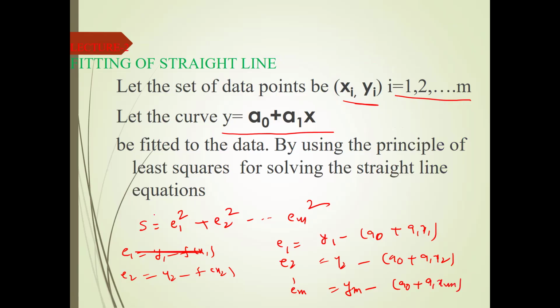To minimize these errors, S = E1² + E2² + ... + Em². We will differentiate with respect to the variables here, a0 and a1. So we will make ∂S/∂a0 = 0 and ∂S/∂a1 = 0. Whatever equations we get are called normal equations. So this is your S, where E1 is y1 minus (a0 + a1x1), as I just explained: E1² + E2² + ... + Em².